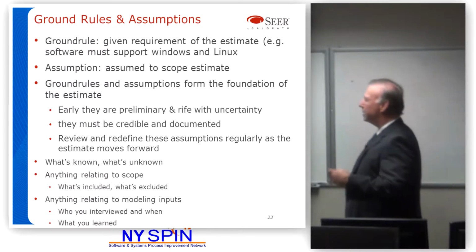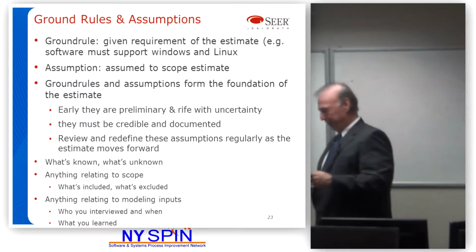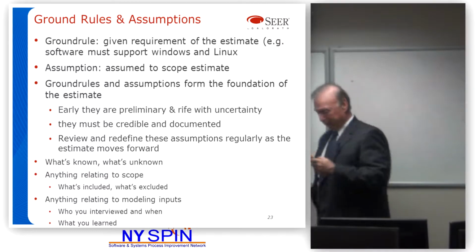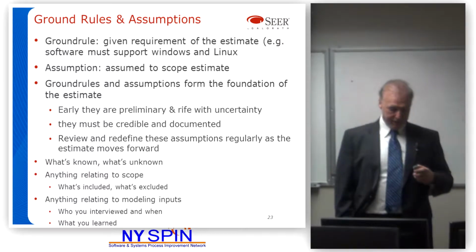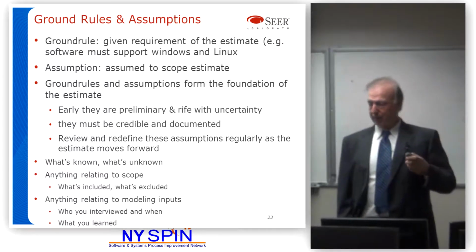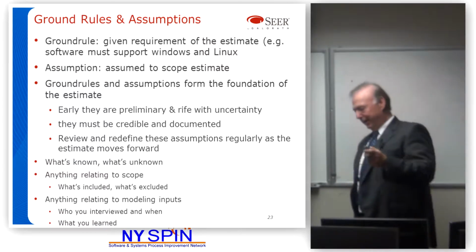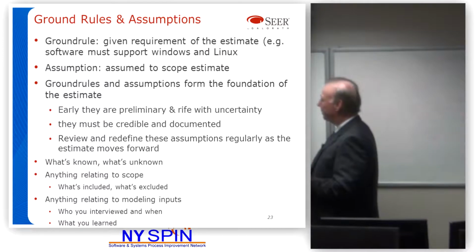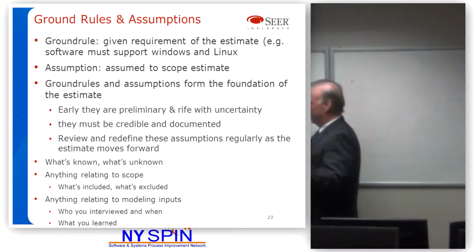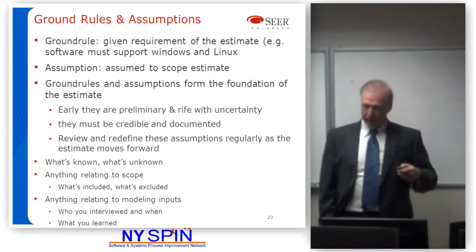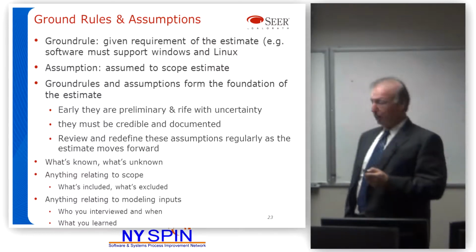So again, a ground rule is a requirement. You've got to have this. A ground rule, for example, for healthcare.gov, is you've got to be secure, right? People aren't going to want to put in their social security number and whatever else is in there, and then end up getting their identity stolen. Assumptions: we think we can do this with an off-the-shelf system. Write it down.